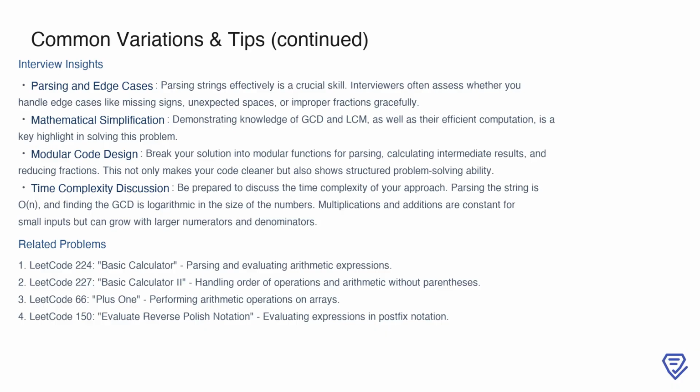Furthermore, you should be ready to discuss the time complexity of your solution. Parsing the input string typically has O(n) complexity, while finding the GCD operates logarithmically relative to the size of the numbers. Arithmetic operations like multiplication and addition are generally constant for smaller inputs but can scale with larger numerators and denominators. Lastly, exploring similar problems can deepen your understanding. For example, LeetCode 224 and 227 involve evaluating arithmetic expressions, while problems like 66 and 150 focus on arithmetic operations in different contexts. These related challenges can help you refine your approach to fraction addition and subtraction.